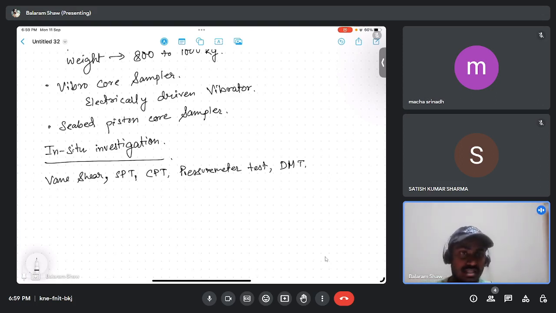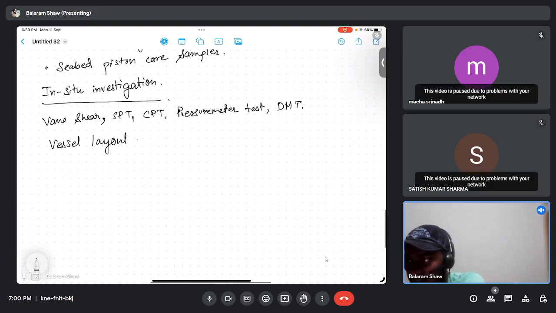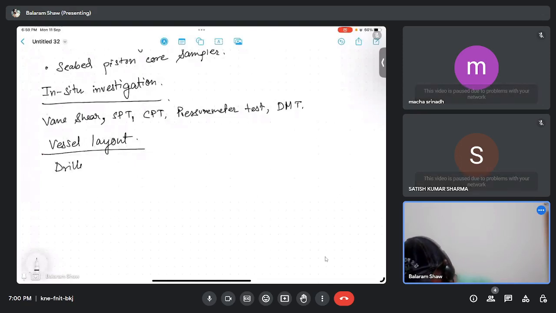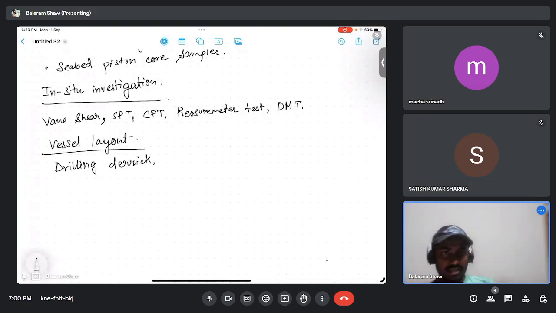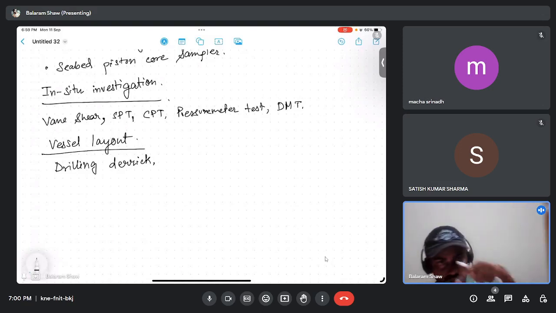So in this, what we were discussing, that a vessel will be there. So this vessel, if I draw the vessel layout, this vessel will have so many things. It will have one drilling deck or derrick, something they call. So the drilling derrick, from which that drilling rod will go and drilling will happen. So there will be one drilling derrick, and this drilling derrick will consist of a frame tower.